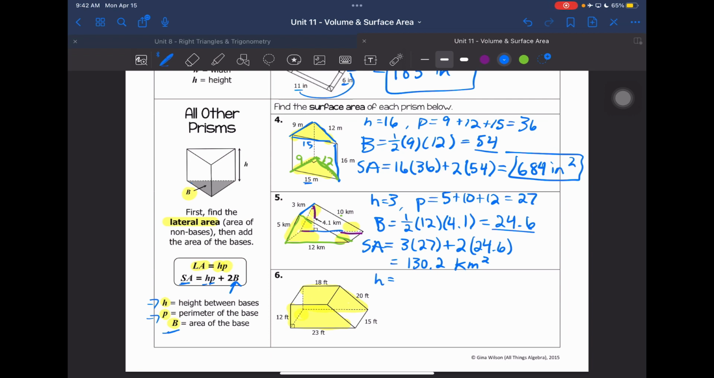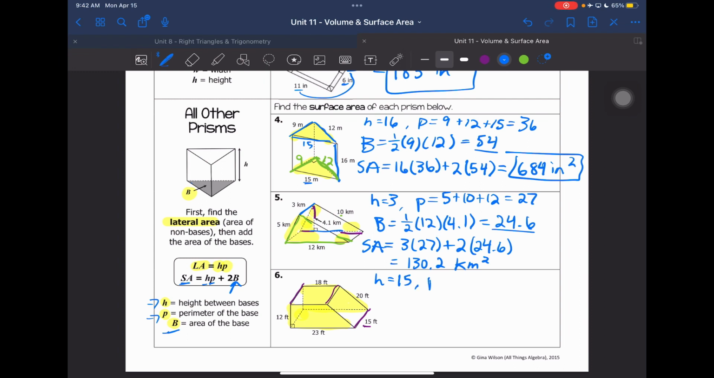Let's start by finding our height of the prism. Well, remember the height of the prism is the line that connects your two bases. So it could be considered this line, which doesn't really have a measurement to it. It could also be this line or this line. This one does have a measurement, that's 15. And if you think about that, all of these would measure 15. So our height is 15.